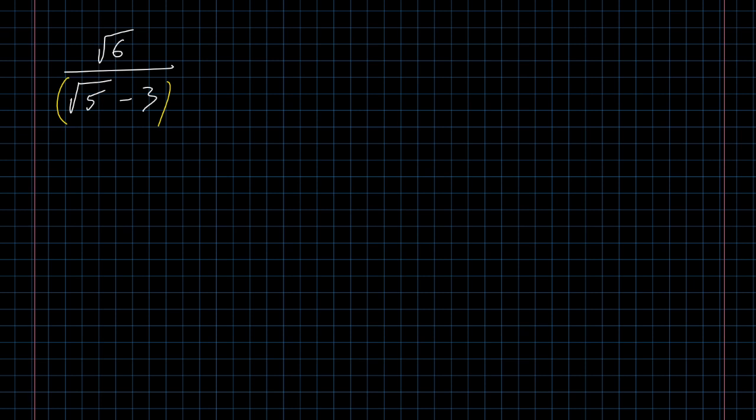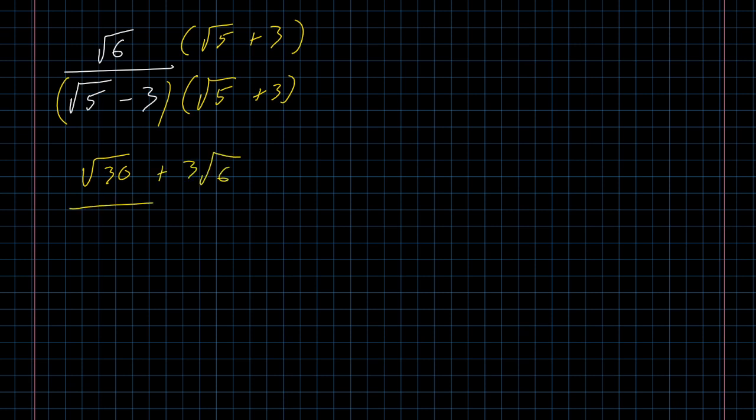The conjugate of root 5 minus 3 is root 5 plus 3, and I'll multiply that in the numerator and in the denominator. In the numerator, that's going to be root 30 plus 3 root 6. In the denominator, that's going to be 5 minus 9. And 5 minus 9 is negative 4.